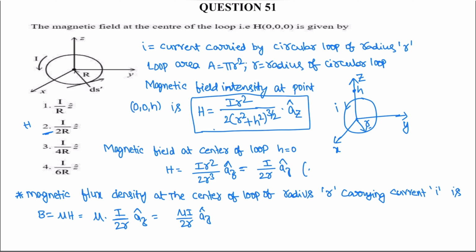So this is ampere per meter. The unit for B is Tesla. So the correct option is 2.